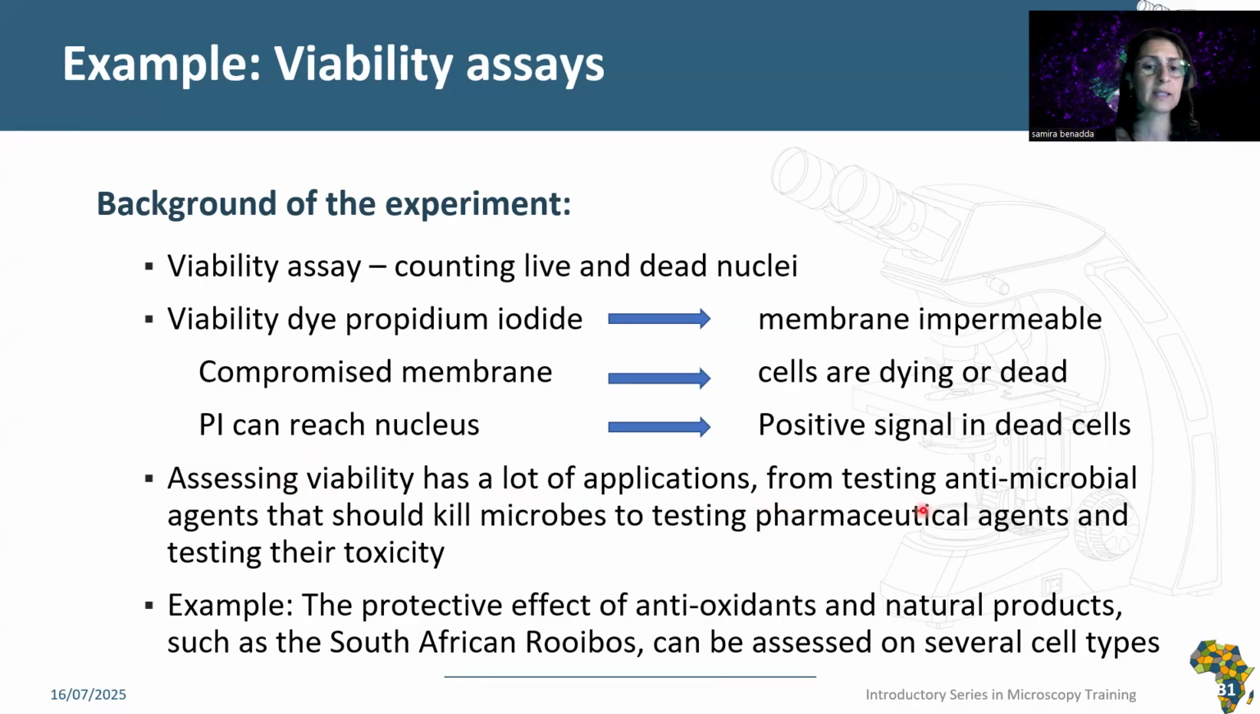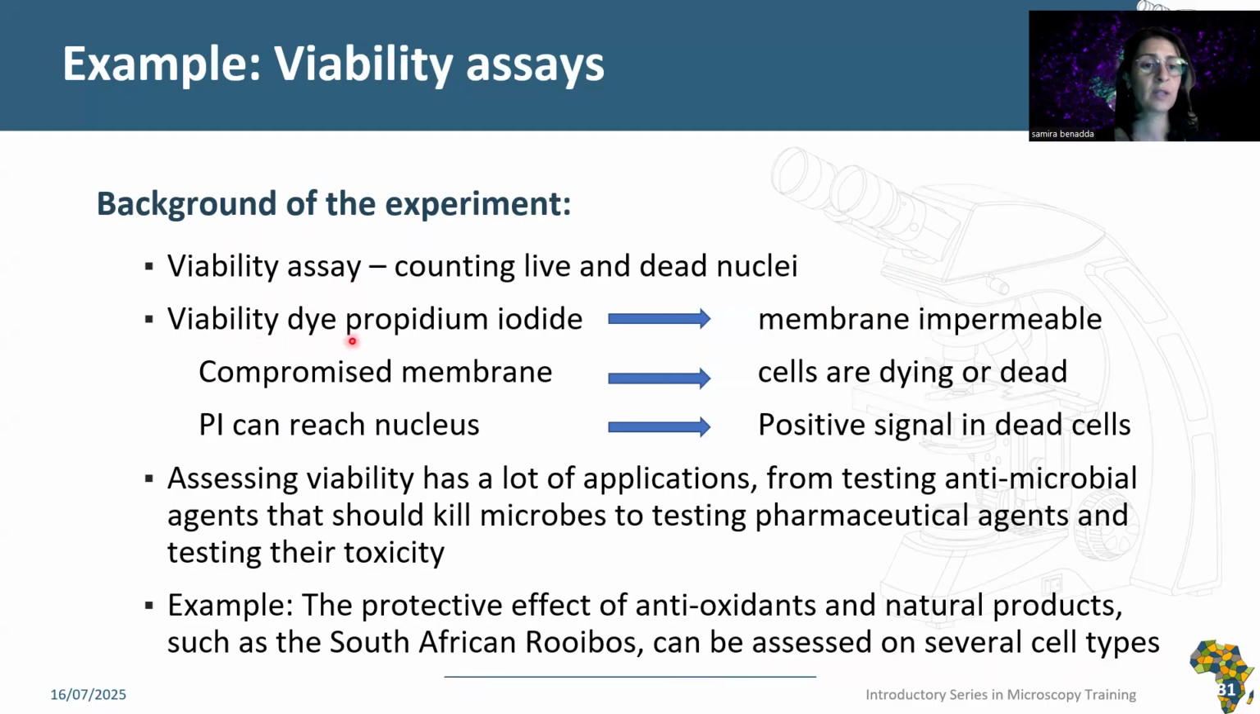For example, for testing antibiotics in bacteria or antimicrobial agents that should kill microbes, to testing pharmaceutical agents and testing their toxicity. Example also for the protective effect of antioxidants and natural products such as the South African rooibos can be assessed on several cell types. So how can we do a viability assay?